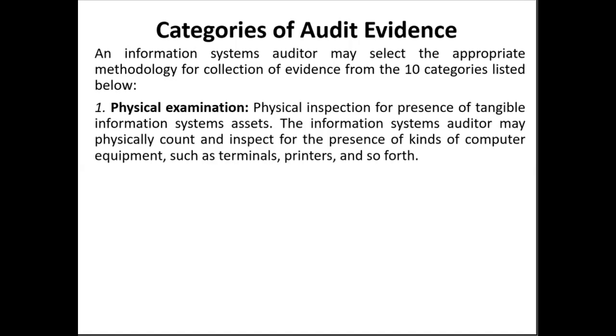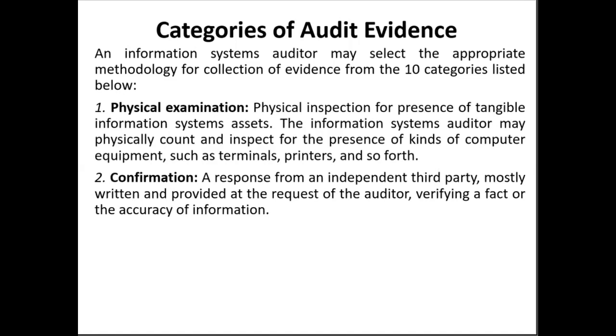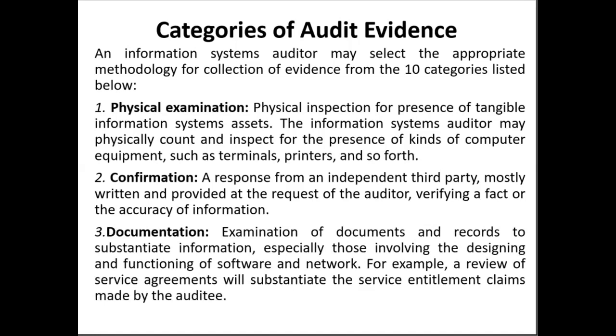The second one is confirmation, where a response is needed from an independent third party. Mostly, the auditor may write to somebody to confirm the existence of some information resource they supplied to the organization at a particular time or not. So physical examination, confirmation. The third one is documentation. And this involves the examination of documents and records within the organization to substantiate information, especially information that involves the designing and functioning of a particular software or a network. For example, a review of service agreements will substantiate the service entitlement claims made by the auditee or the organization. So we have physical examination, confirmation, and then documentation.